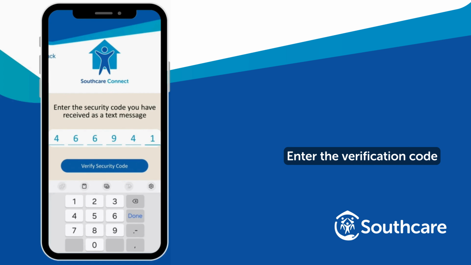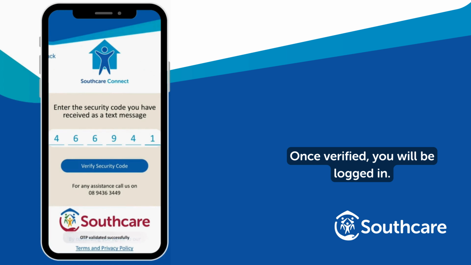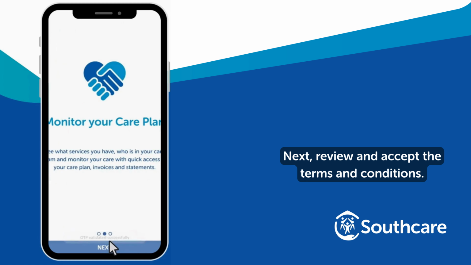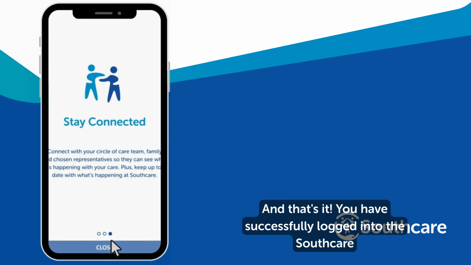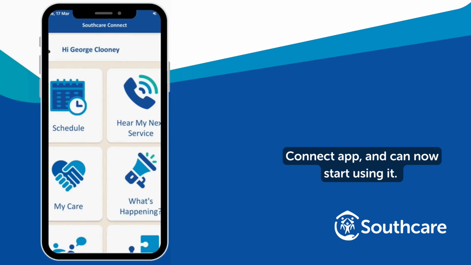Enter the verification code in the required field and confirm it to verify your account. Once verified, you will be logged in. Next, review and accept the terms and conditions. And that's it. You have successfully logged into the Southcare Connect app and can now start using it.